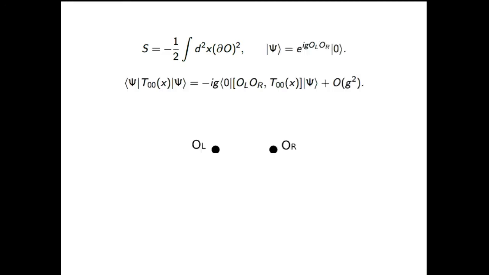And we're going to consider this state here. So the state psi is given by acting with this operator, e to the ig O left times O right, on the vacuum, where O left and O right are the field operator O evaluated at these two space-like separated points, let's say on the t equals 0 slice in the 2-dimensional Minkowski space. OK? So that's the state psi. And what we would like to evaluate is the expectation value of the stress tensor in that state, let's say the 0, 0 component of the stress tensor, so the energy density.